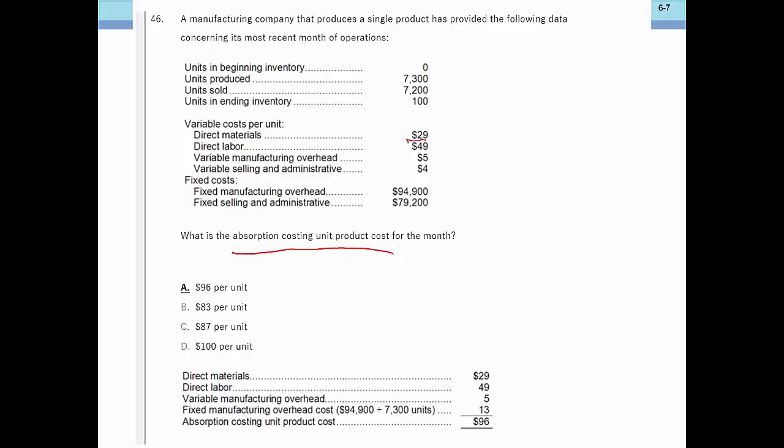So do we have to pick up this 29 for the materials? Got that. How about the 49 for the labor? Got to pick that up. How about the variable manufacturing overhead? Good. Got to pick that up. How about the variable selling and administrative? Nope. That's going to be expense. That's a period cost, right? It's not a product cost. How about my fixed manufacturing overhead? Got to pick that up. Now, they give me the total, don't they? So I have to figure that on a per unit basis.